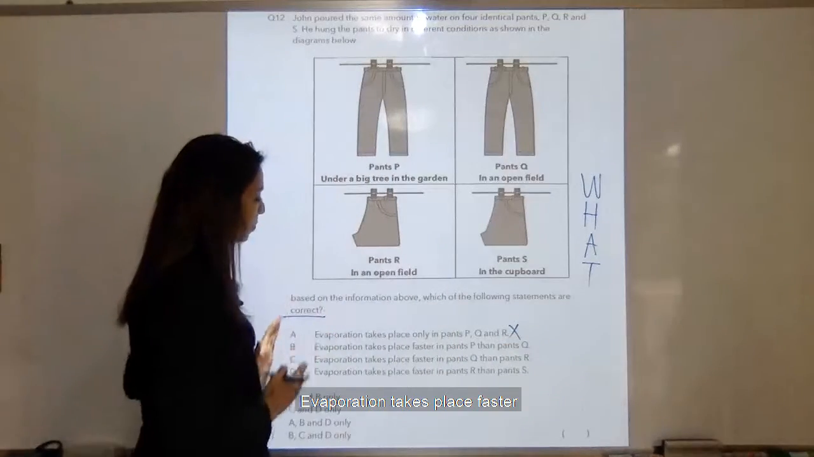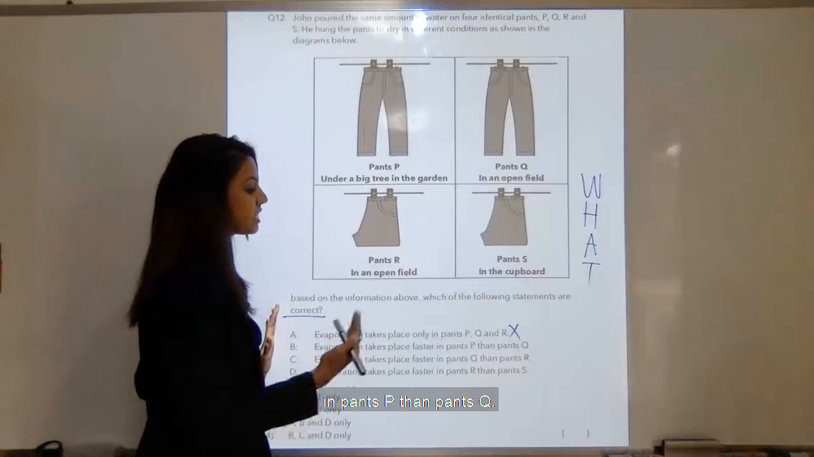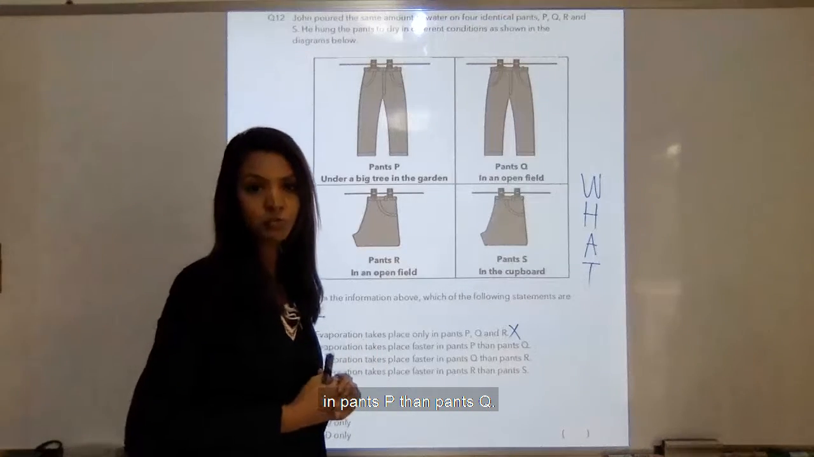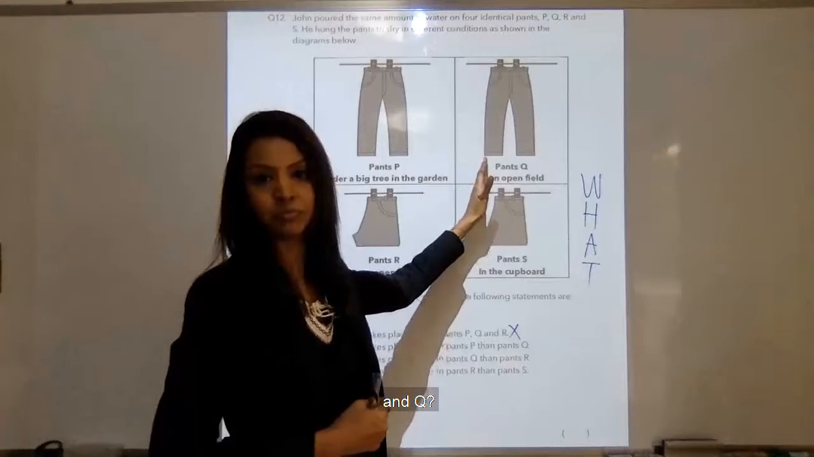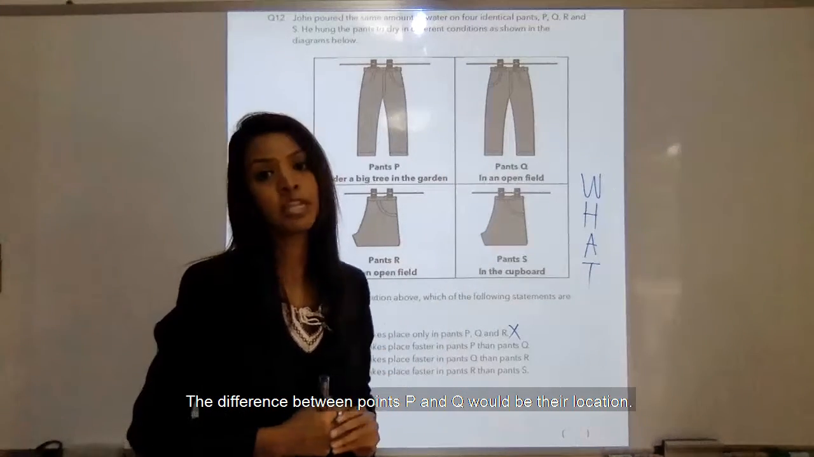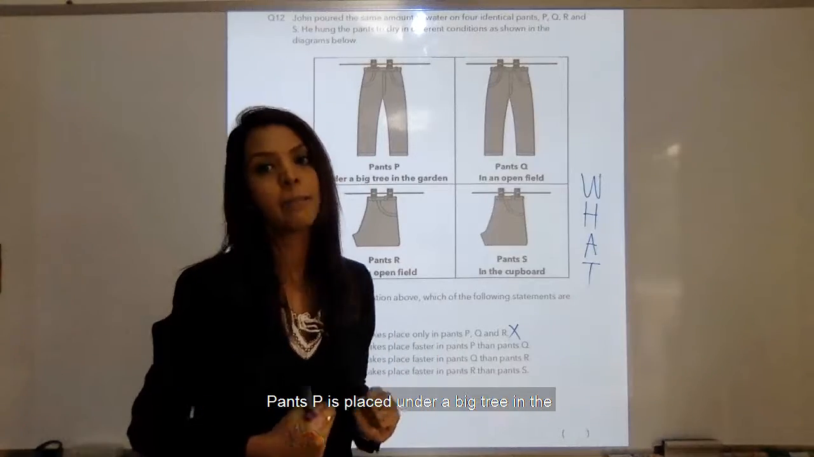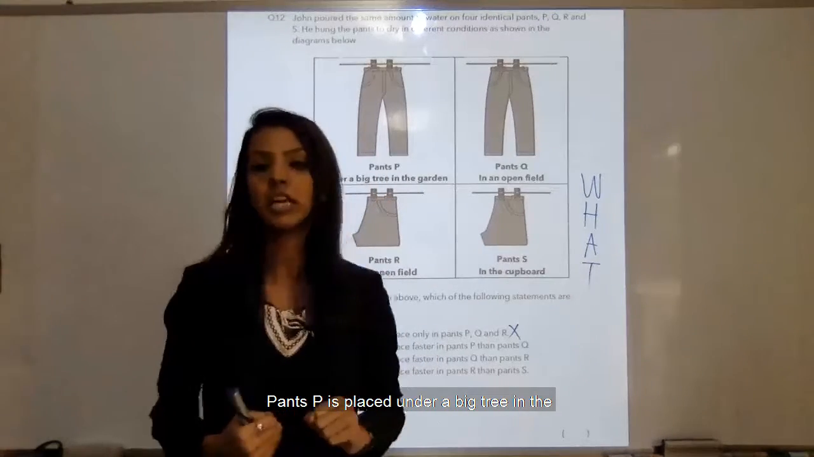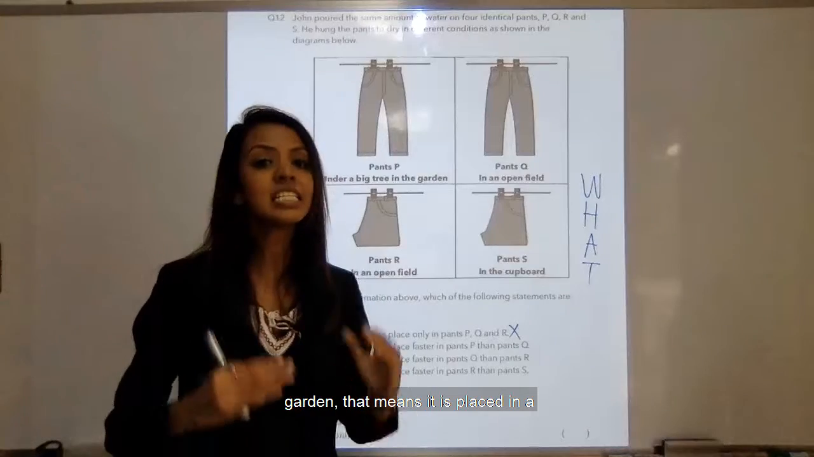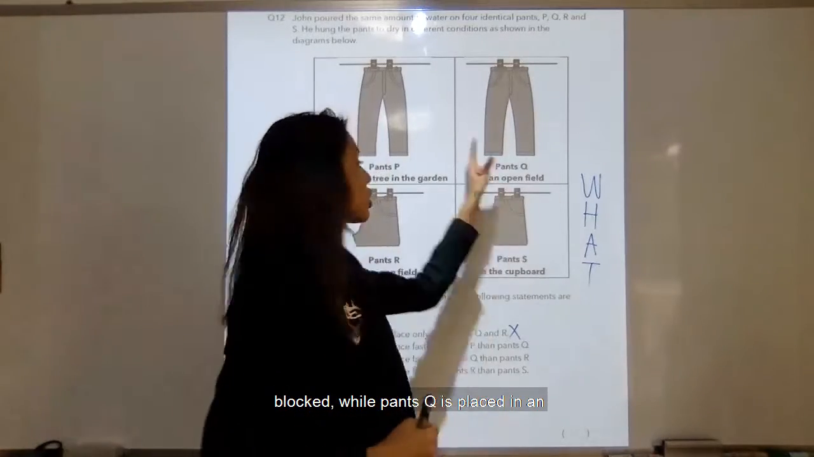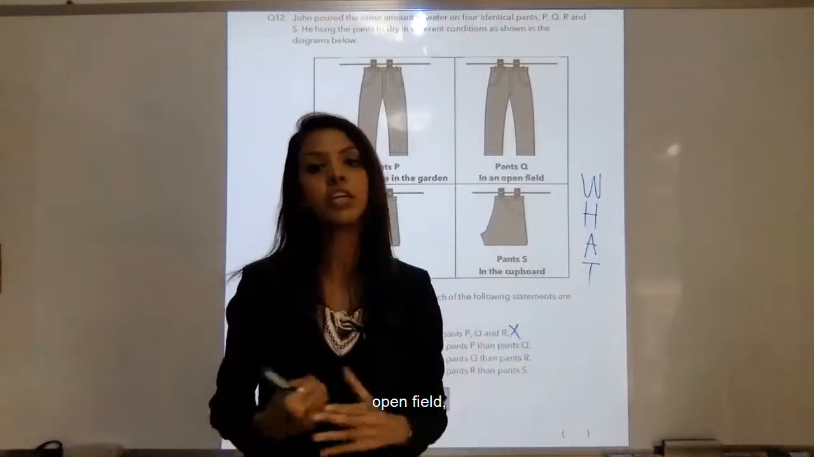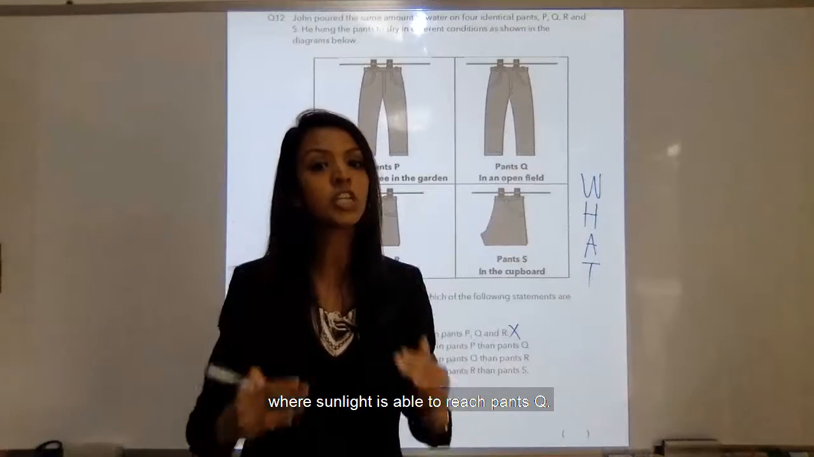B. Evaporation takes place faster in pens P than pens Q. What is the difference between pens P and Q? The difference between pens P and Q would be their location. Pens P is placed under a big tree in the garden. That means it is placed in a shaded area where the sunlight is blocked, while pens Q is placed in an open field where sunlight is able to reach pens Q.